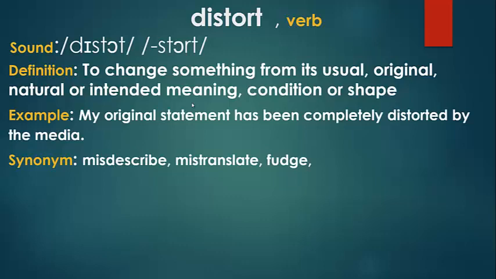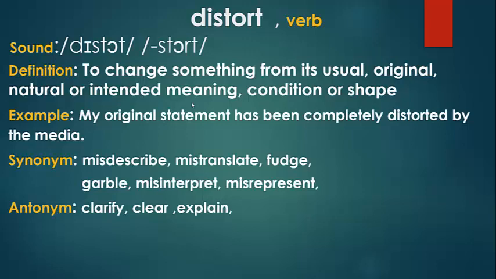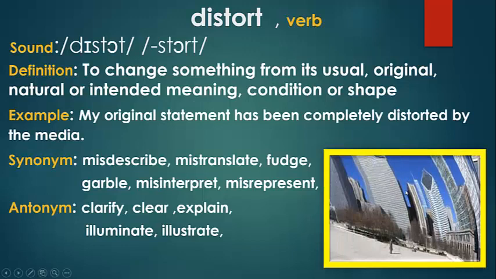Misdescribe is a synonym. Mistranslate, fudge, garble, misinterpret, mispresent, or misrepresent. All these are synonyms for distort. Antonym: clarify, or to make things clear, or to explain in a better way. Eliminate, to make it more clear. Illustrate, to show evidences and tell clear about it. If you look at this picture, they're trying to depict or reflect these high buildings, but the picture is really awful. It's completely distorted.